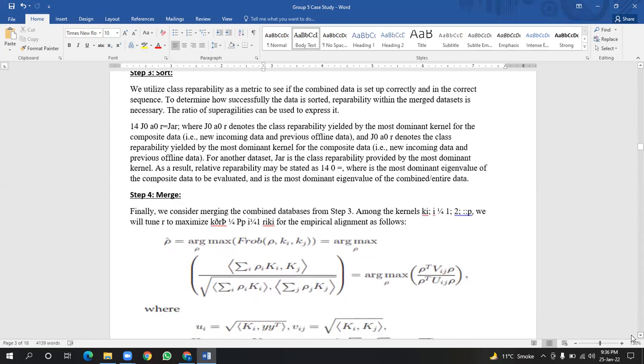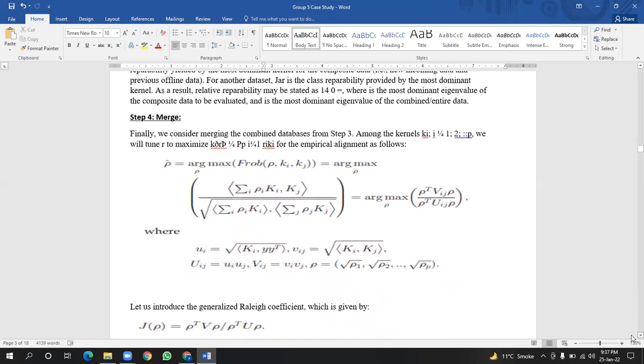The ratio of the separabilities can be used to express it. So here is the formula where J naught and A naught denote the class separability yielded by the most dominant kernel of the composite. As you see there, for another dataset, J is the class separability provided by the most dominant kernel. As a result, relative separability may be stated as a ratio, where one is the most dominant eigenvalue of the composite data to be evaluated and the other is the most dominant eigenvalue of the combined entire data.